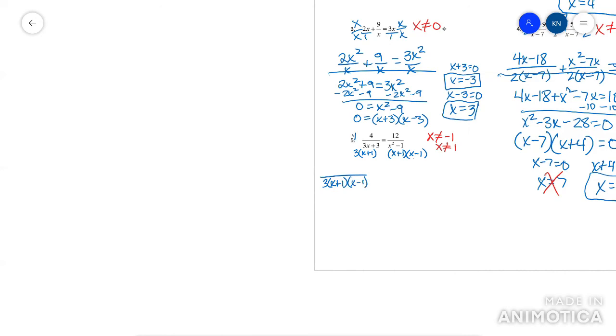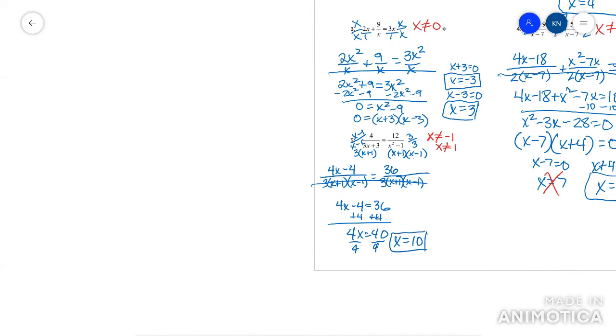So this fraction on the left needs an x minus 1. And the fraction on the right needs a 3. So distribute the 4, and you're going to get 4x minus 4. And then over here you got 36. Now you don't care about the denominator anymore, so you got 4x minus 4 equals 36. Super easy, just add 4 and then divide. So 4x equals 40, divide by 4, x equals 10. And it's not a restricted value, so I'm good to go.